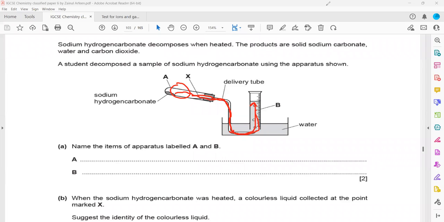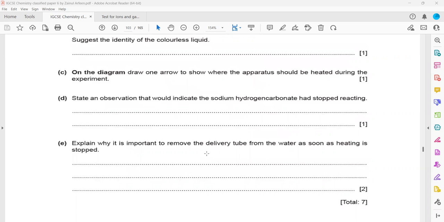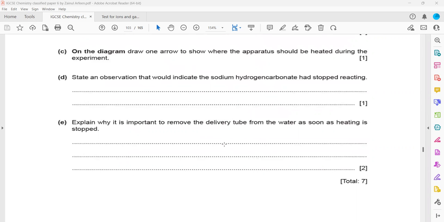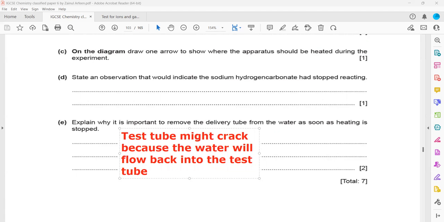So the points you will mention: why is it important to remove the delivery tube from the water as soon as the heating is stopped? So the test tube might crack, because the water will flow back into the test tube. And that causes a sudden change from hot to cold, that might crack the substance. When a sudden temperature change is there, a substance might crack easily.